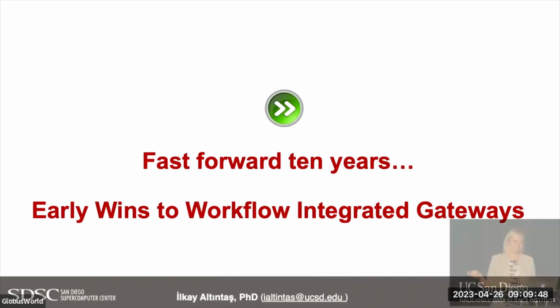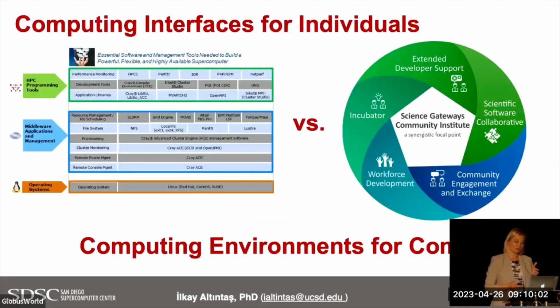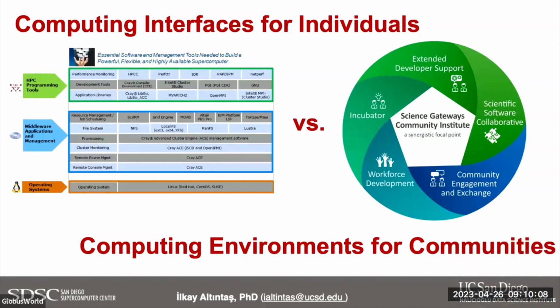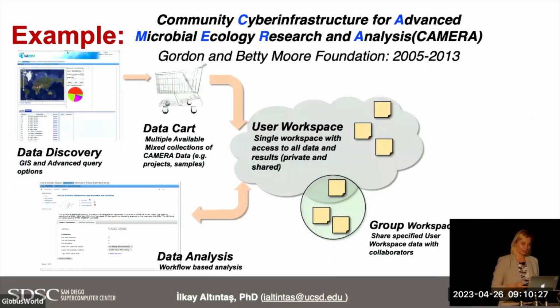So fast forward 10 years, this flow of workflows within the team science became, I think, an inspiration for integrating workflows also as part of community gateways. So there was also a move from, instead of creating computing interfaces for individuals, which is still very important, also doing long tail thinking and creating environments for communities. So instead of getting individual resources, can we get resources for communities? And through these gateways, community members can do their science.